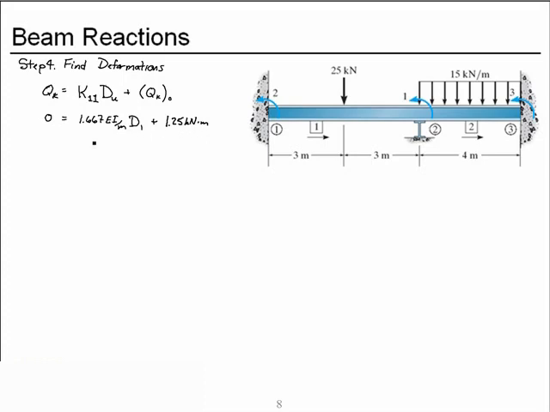Well, if we solve this equation for the deformation at degree of freedom 1, we get a minus 0.750 kilonewton meters squared divided by EI. And we can use that information, that deformation, to find the reactions.